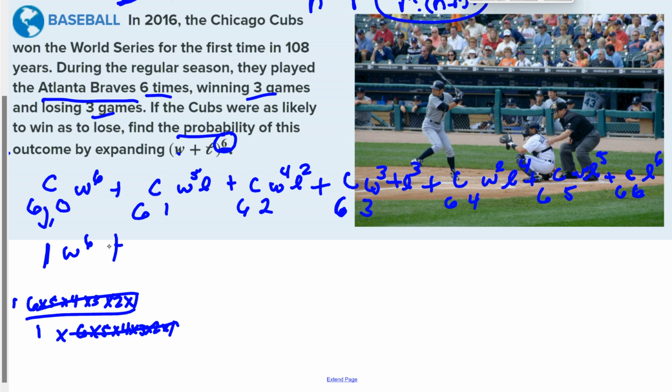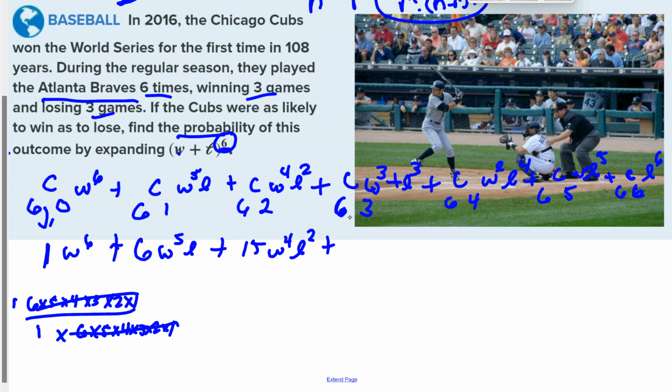This one, when I do that by my calculator or the same way, I get 6 W to the 5th L, plus this one is going to be 15 W to the 4th with 2 losses. And then here's where I'm kind of after, right? What's the probability of getting 3 wins and 3 losses? Same likelihood of win as lose.